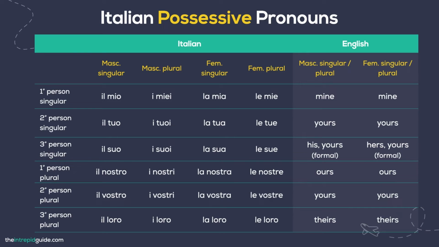I vostri. La vostra. Le vostre. Il loro. I loro. La loro. Le loro. As you can see, they look exactly like possessive adjectives, and they vary based on person, gender, and number of the object in possession, just like them. The key difference is that possessive adjectives always accompany a noun, while possessive pronouns stand alone because they replace the noun.